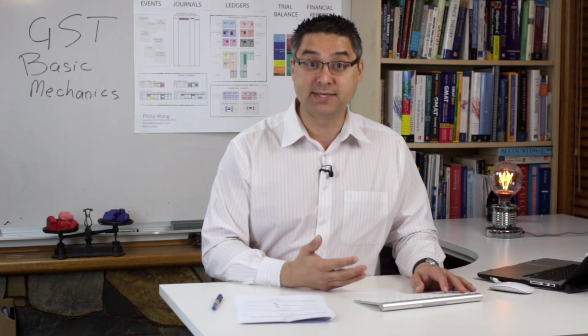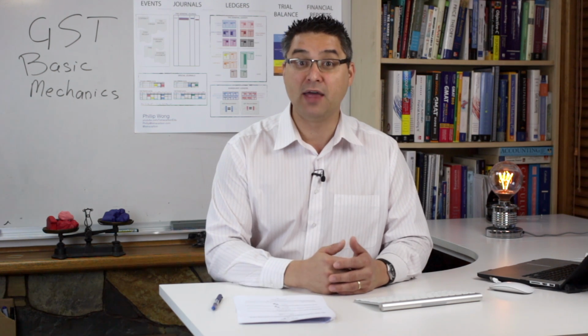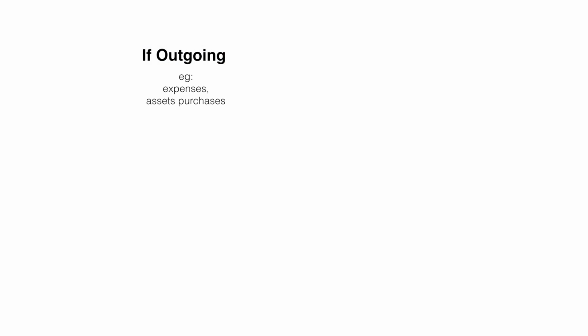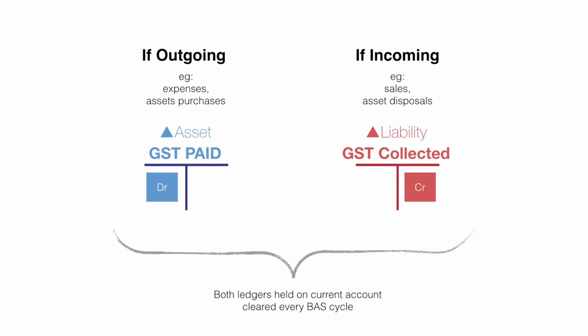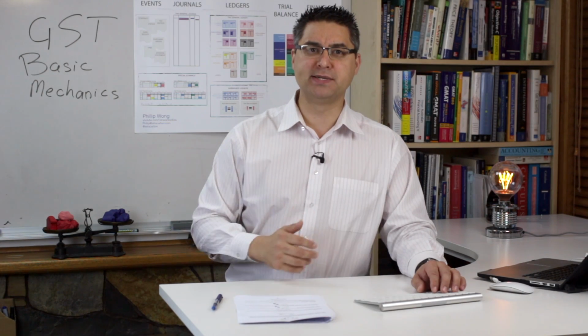If there are more credits than there is GST charged, then the ATO will issue a GST refund. At this point, the two GST ledgers should both be zeroed. So to reiterate, if there was a purchase or outgoing, then you will need to increment the GST paid ledger, which is an asset. If there was a sale or incoming where you issued a tax invoice, then you will need to journal GST collected, which is a liability. Both ledgers are held on the current account and they're cleared every BAS cycle, which is usually every quarter or month end. Let's go through an example.